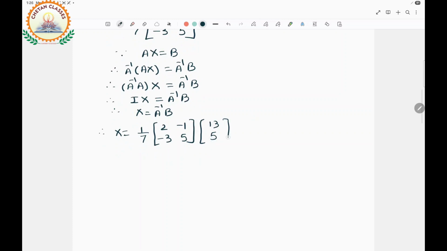So 13, 5. Now matrix multiplication. So 1 upon 7, here 26 minus 5 and minus 39 plus 25.